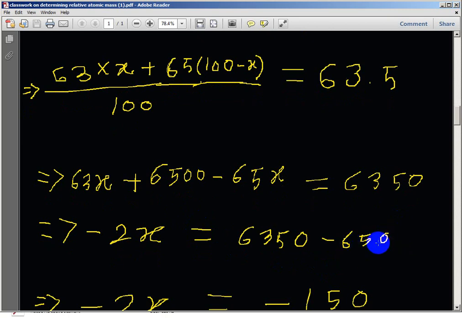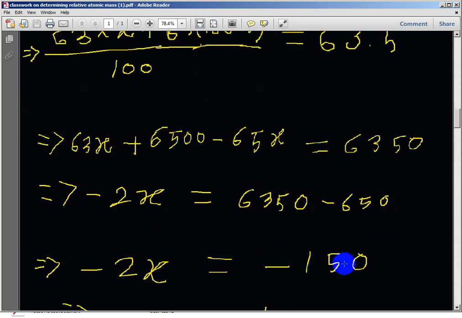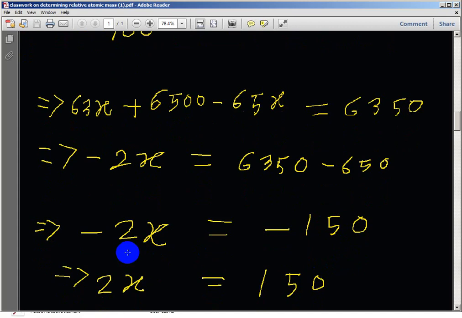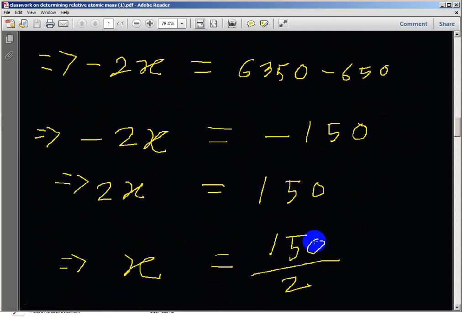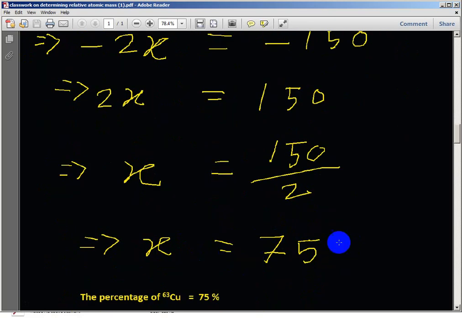So 6500 minus 6350 will be 150. So minus 2x equals minus 150, minus cut, so 2x equals 150, so x equals 150 divided by 2, so x equals 75.